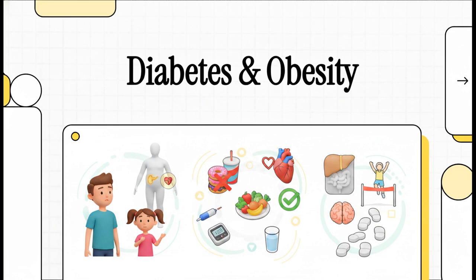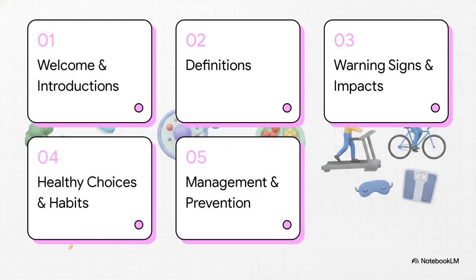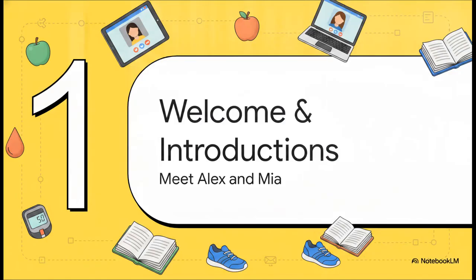Today, we're going to unpack exactly what diabetes and obesity are, why they happen, how they actually impact our bodies, and most importantly, what every single one of us can do to stay healthy and vibrant. So here is our quick agenda for today. Welcome and introductions, defining obesity and diabetes, warning signs and impacts, healthy choices and habits, and then we'll wrap up with management and prevention.